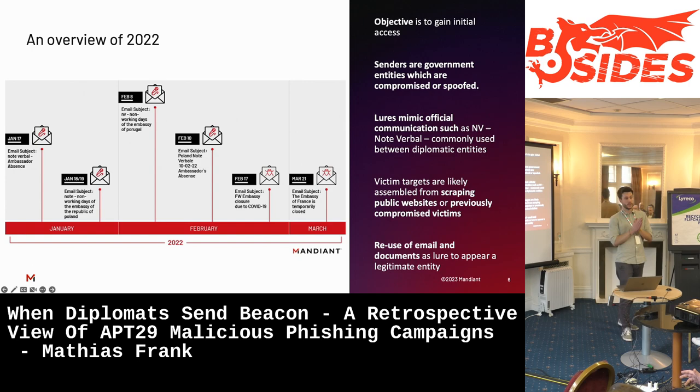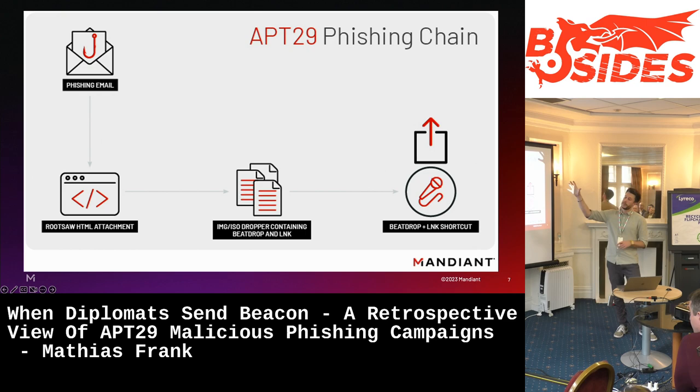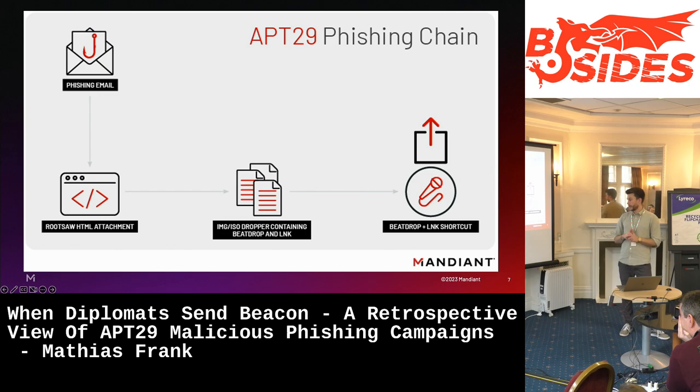So what are the components of a typical APT29 phishing campaign? First, of course, we have the phishing email with some form of payload. This payload is usually a rogue HTML attachment, which I'm going to cover later on. Then usually afterwards, you have some archive in the form of IMG, ISO, VMDK, VHDX, and so on. And then we have the initial downloader. Good. Then let's cover all of those in detail.